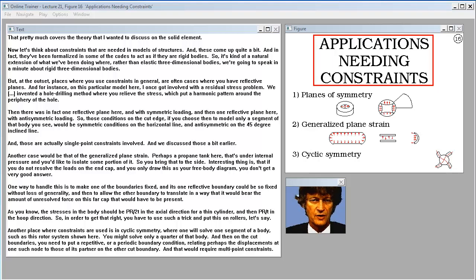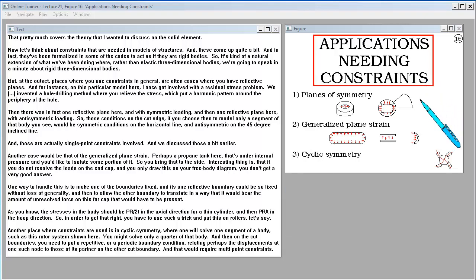That pretty much covers the theory that I wanted to discuss on the solid element. Now let's think about constraints that are needed in models of structures. And these come up quite a bit. In fact, they've been formalized in some of the codes to act as if they are rigid bodies. So it's a natural extension of what we've been doing, where rather than elastic three-dimensional bodies, we're going to speak in a minute about rigid three-dimensional bodies.